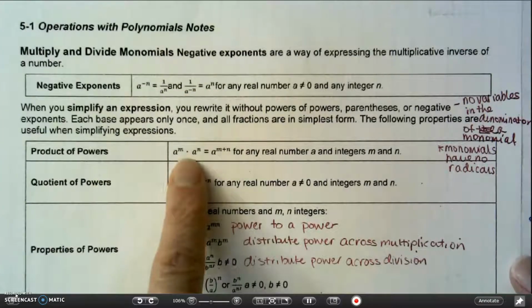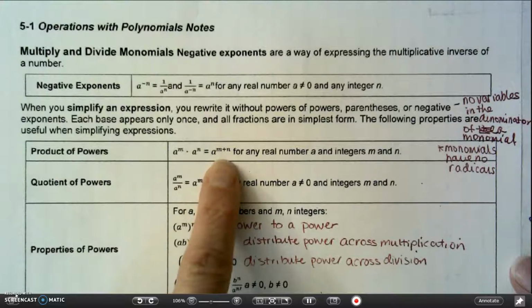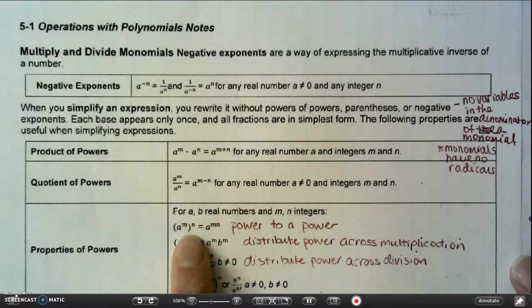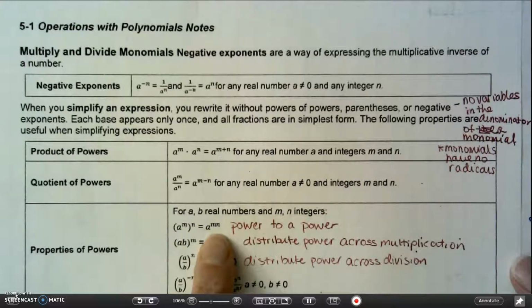When you are multiplying two things that have the same base, make sure you add those exponents. And then if you're dividing, you subtract the exponents. Remember, you've got to have the same base. If you have a power to a power, like a to the m and all that to the n, you multiply the powers.